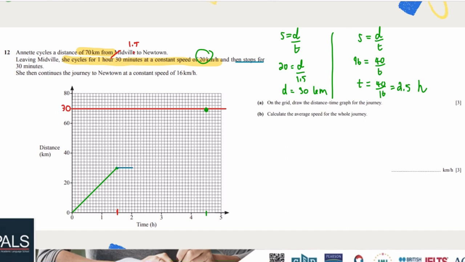And then the last 2 will travel like this. So the graph will be like this. This is 1.5 and this is 4.5. This is 17, like this.